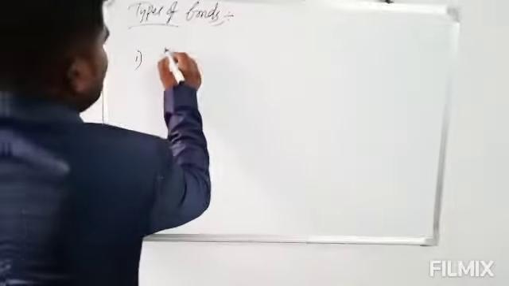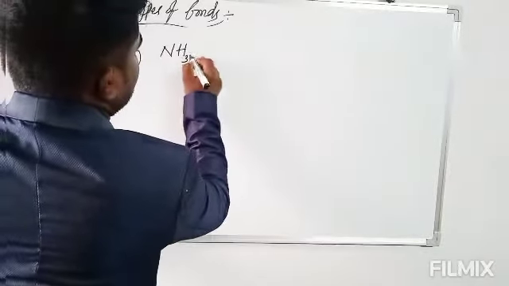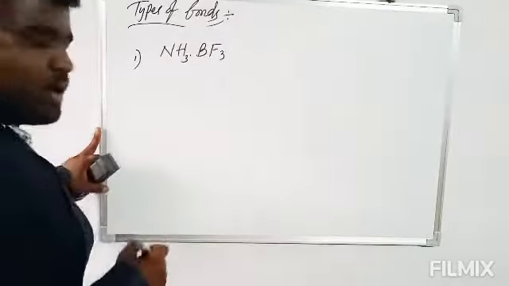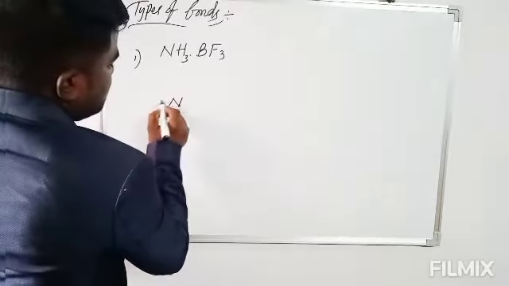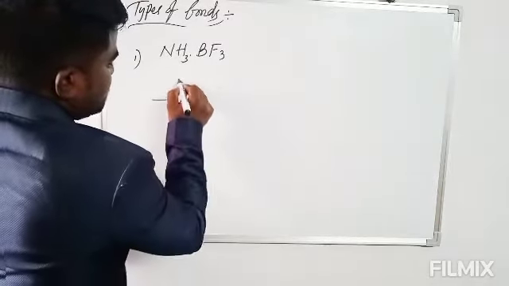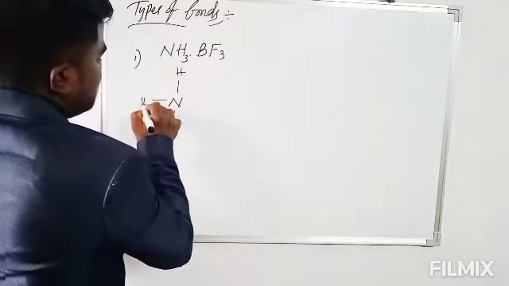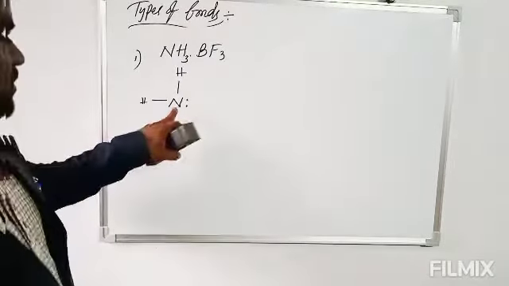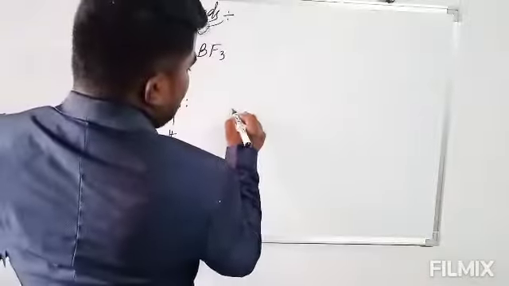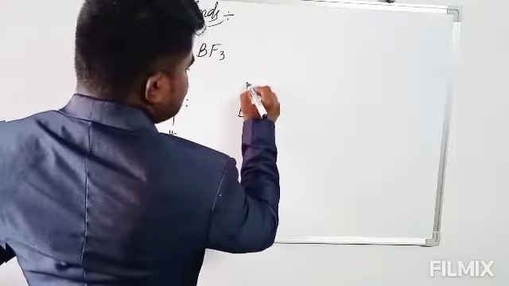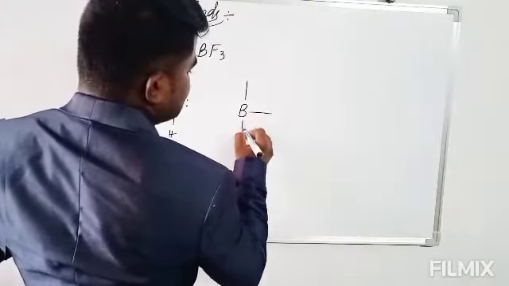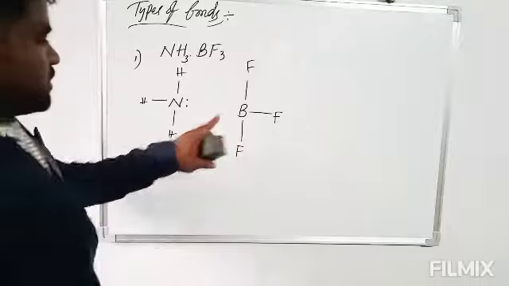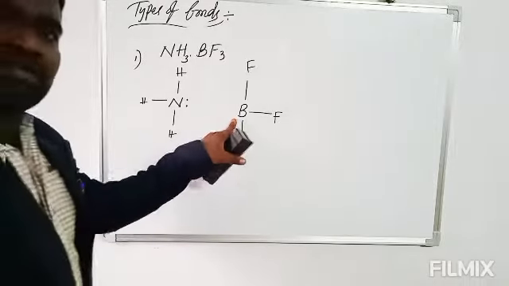First example, NH3 BF3. The NH3 ammonia molecule has 3 hydrogens and 1 lone pair on nitrogen. Then boron trifluoride: boron has an empty orbital here.